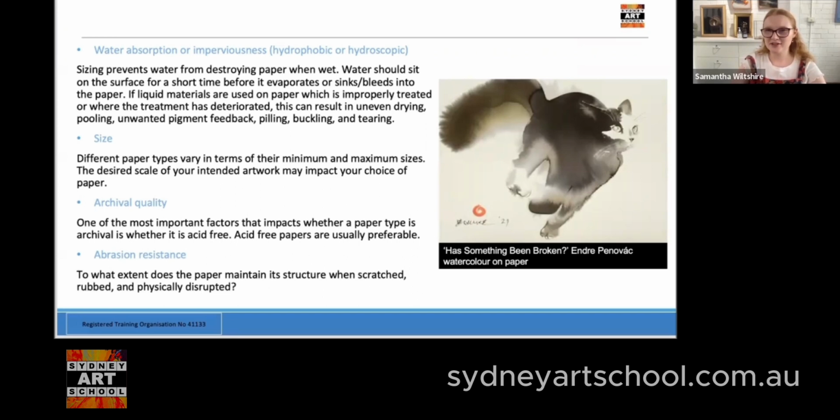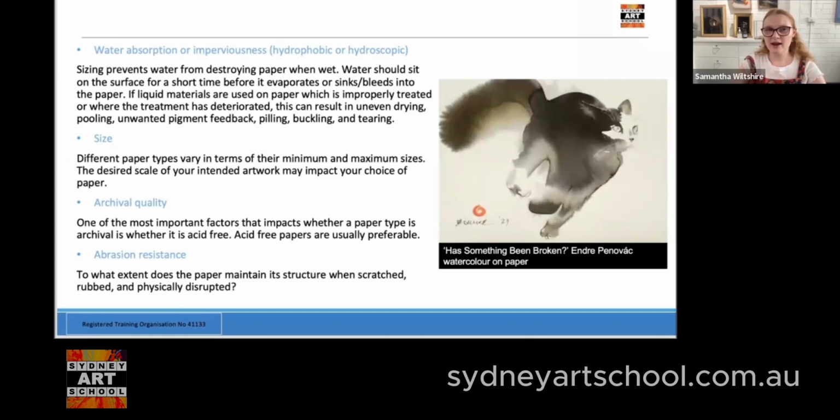And in terms of the longevity of our paper and also its usefulness for our particular medium, we can think about abrasion resistance. That is, I guess, a measurement of how your paper maintains its structure when it's scratched, rubbed, or physically disrupted repetitively.